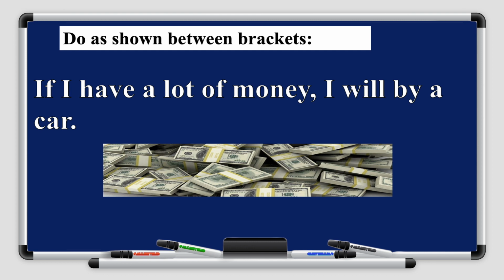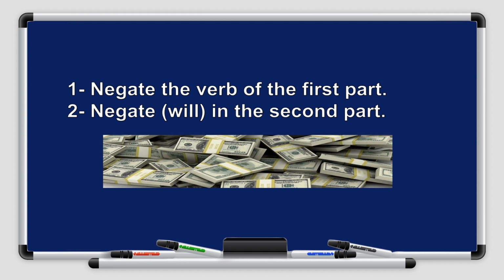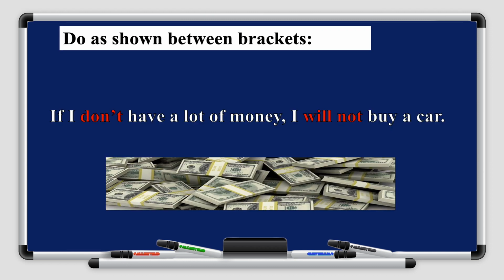If I have a lot of money, I will buy a car. Change into negative. Remember, 1. Negate the verb of the first part. 2. Negate will in the second part. Now check your answers. If I don't have a lot of money, I will not buy a car.